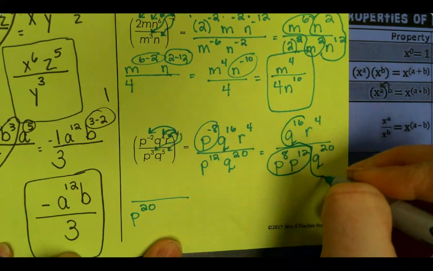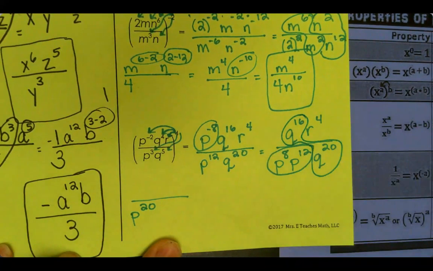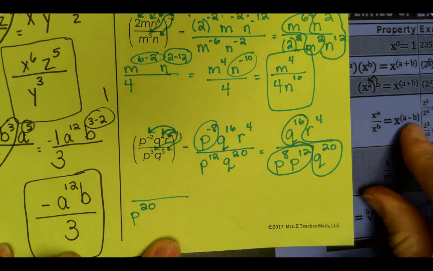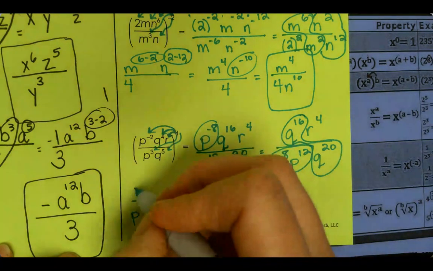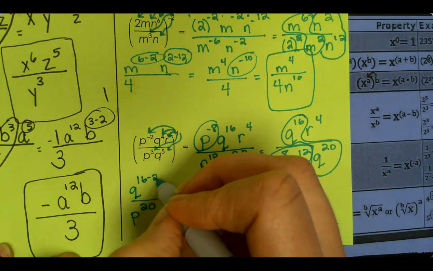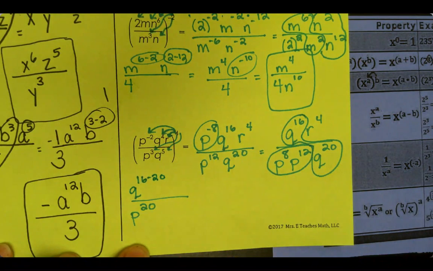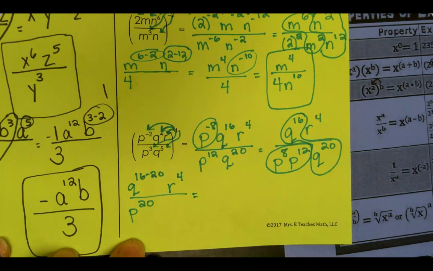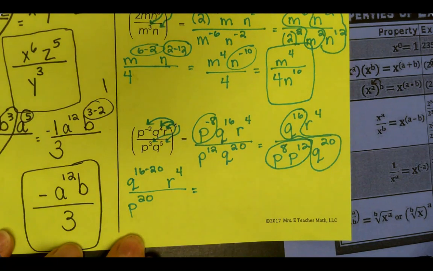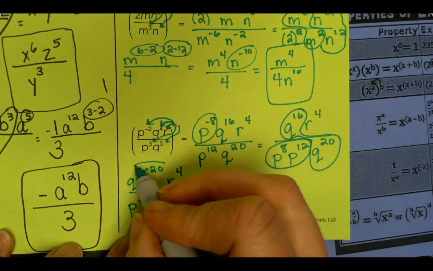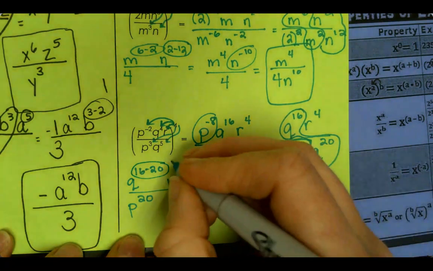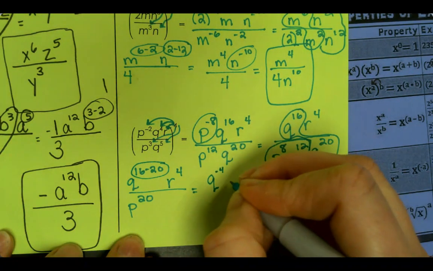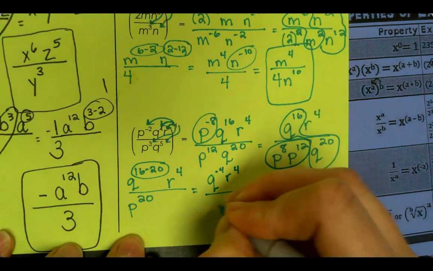And then gather up your Q's. This has the line between it, so it's being divided. So we've got to subtract our exponents. 16 minus 20. R doesn't have anything, so just rewrite it. It's 16 minus 20, negative 4. Q to the -4, R to the 4, P to the 20.